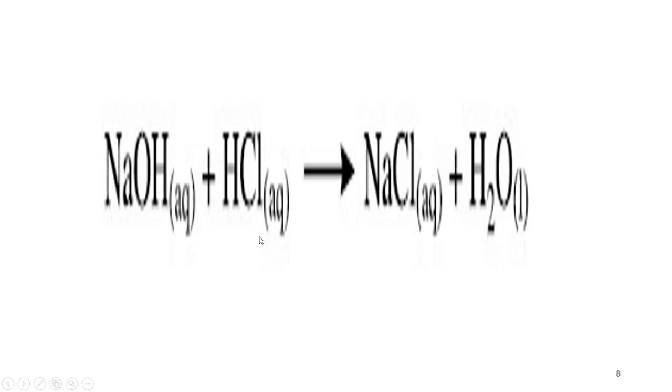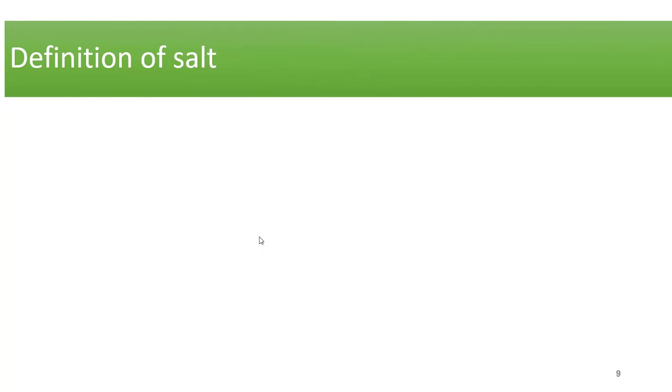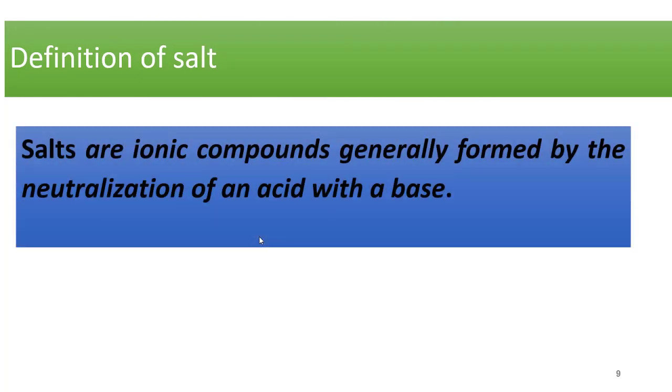So now let's see the definition of salt. The definition of salt is that salts are ionic compounds generally formed by the neutralization of an acid with a base.